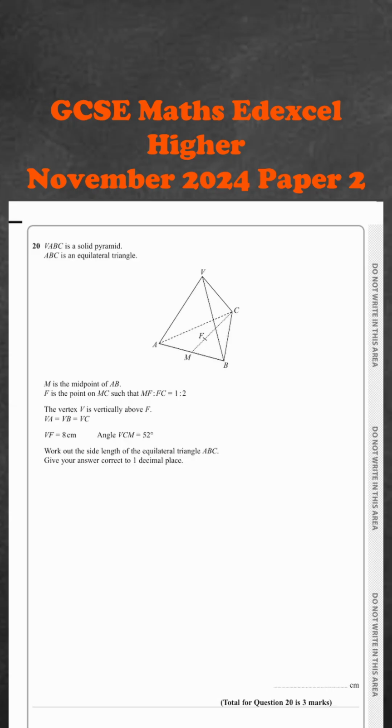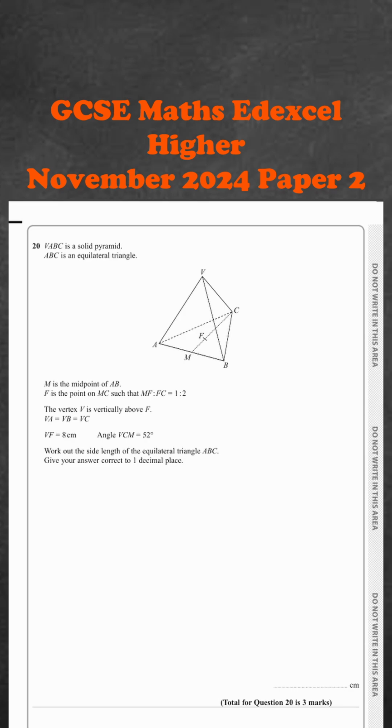The vertex V is vertically above F. VA equals VB equals VC, VF equals 8 centimeters, angle VCM equals 52 degrees. Work out the side length of the equilateral triangle ABC. Give your answer correct to one decimal place.